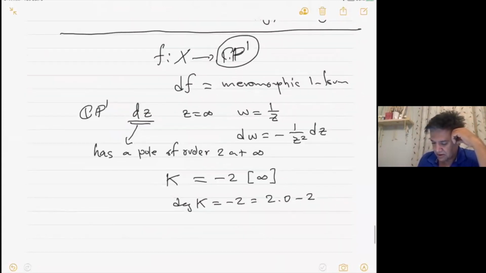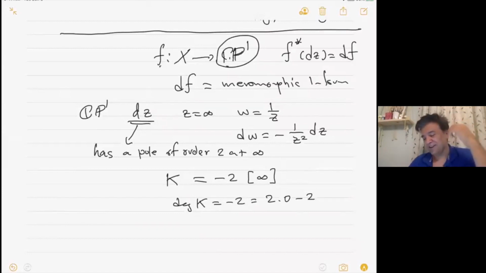That's the canonical divisor on CP1. And well, if you have a one form on CP1, you can pull it back using f. So you take f star dz, and this is the same thing as df. This is the hard way of defining df: it is the pullback of dz. Okay. So this way you can always find a meromorphic one form on any Riemann surface as long as you have a non-constant function.